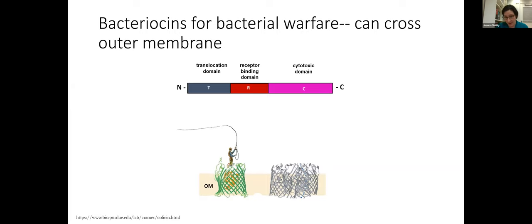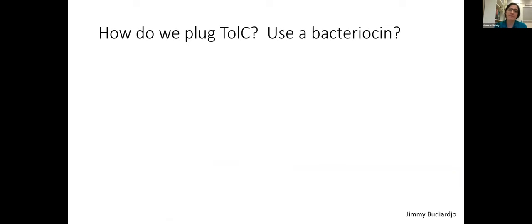Okay, so the R domain binds, then the T domain binds, and then in some way, and it's different for different ones, it pulls in the cytotoxic domain. Once the cytotoxic domain is in, right, that's what kills the cell. So how do we plug TolC? How can we disable this antibiotic pump? One thought was to use a bacteriocin.